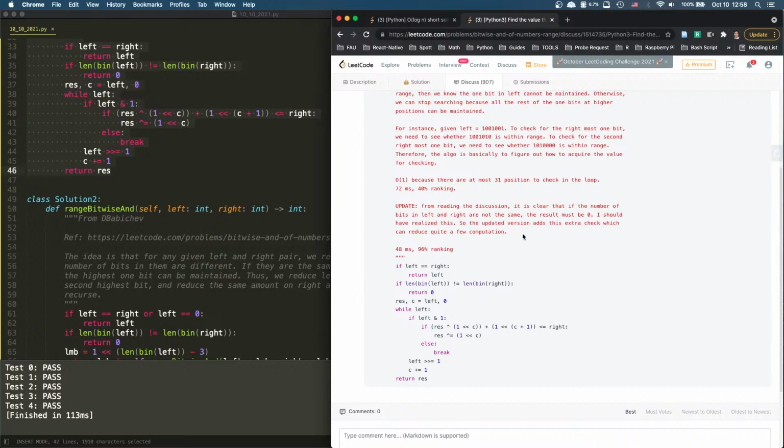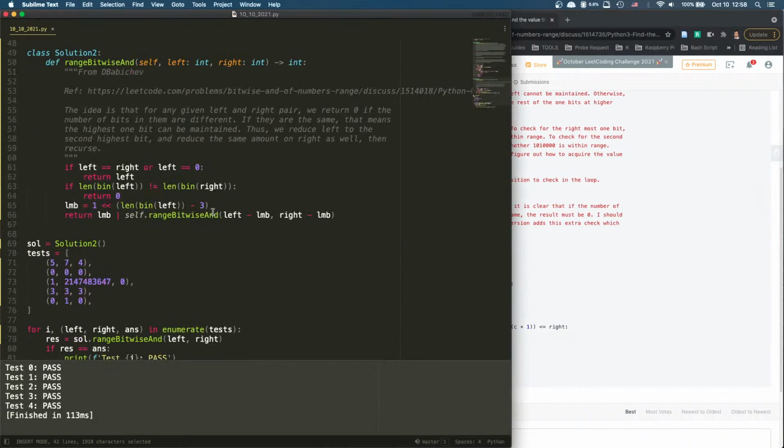Add this extra check, which reduces quite a bit of computation. But simplicity-wise, this one is simple. This one is simple to write and also pretty fast.